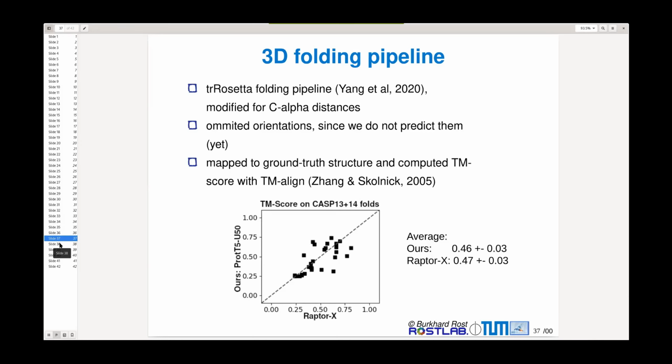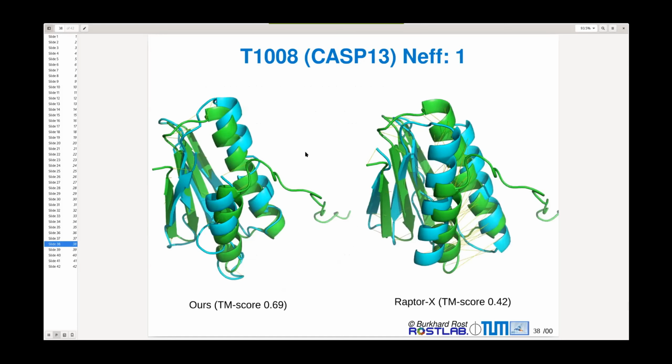So I'm a guy who likes pretty pictures, so let's look at some pretty pictures of 3D models. What you see here in green are the actual PDB structures of these samples, and in cyan you have the predictions, in this case from our model on the left and RaptorX on the right. This is a sample from CASP 13, which is especially interesting because it has a number of effective sequences of 1. So that means there's no aligned sequence at all. It is just the original query sequence and nothing else.